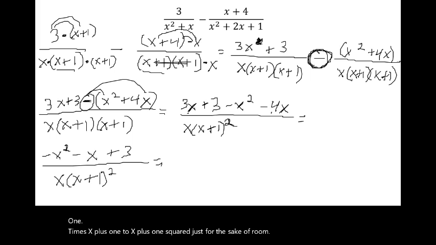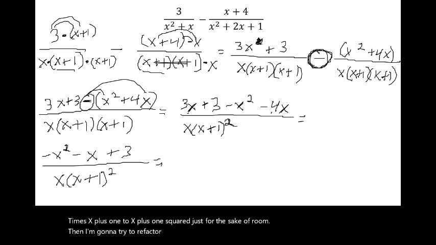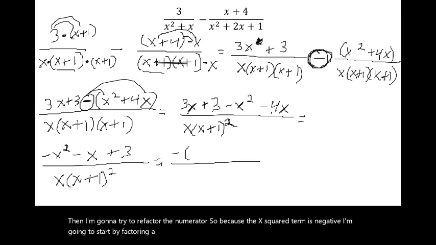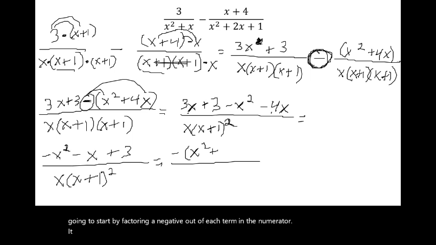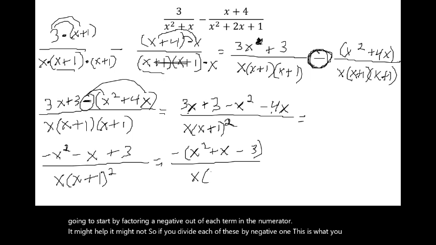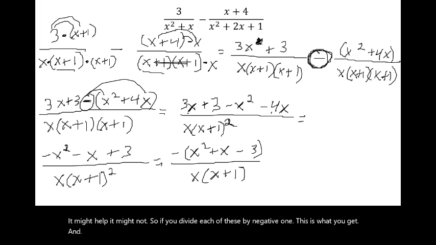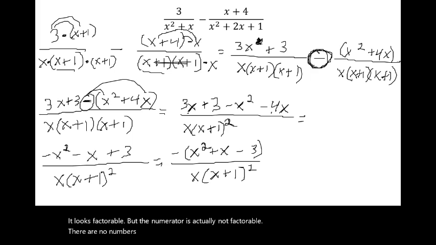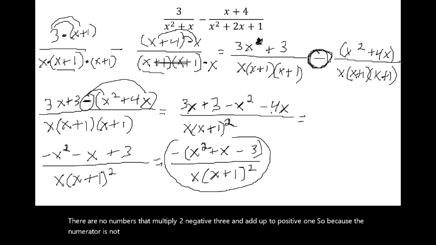Then I'm going to try to refactor the numerator. So because the x squared term is negative, I'm going to start by factoring a negative out of each term in the numerator. It might help, it might not. So if you divide each of these by -1, this is what you get. And it looks factorable, but the numerator is actually not factorable. There are no numbers that multiply to -3 and add up to +1. So because the numerator is not factorable, this is as far as we can get, and that is going to be our final answer.